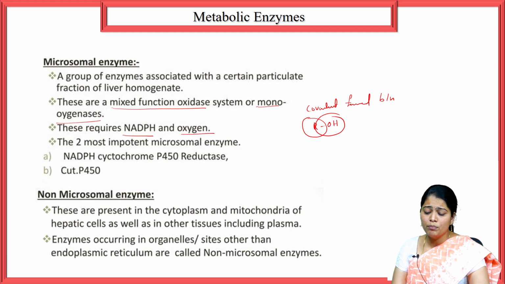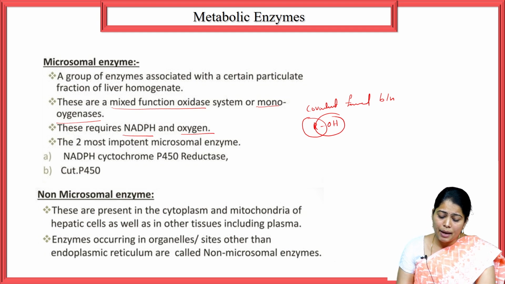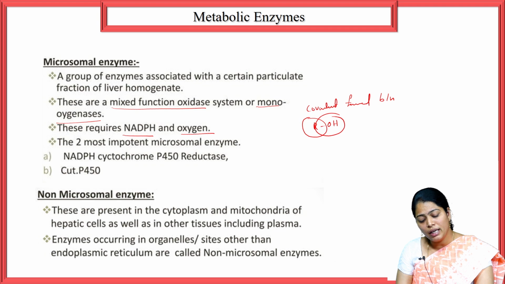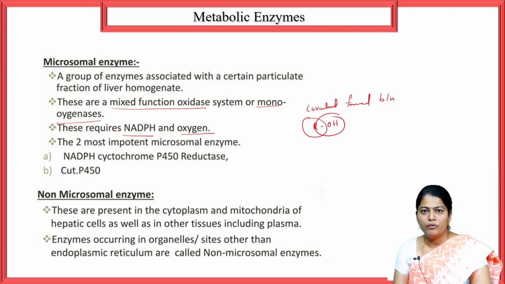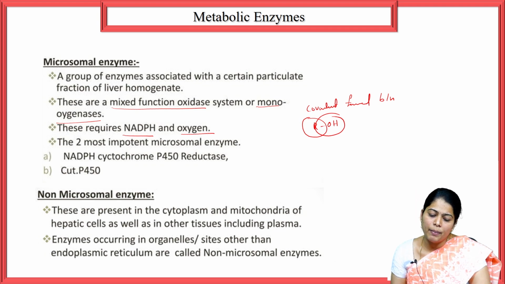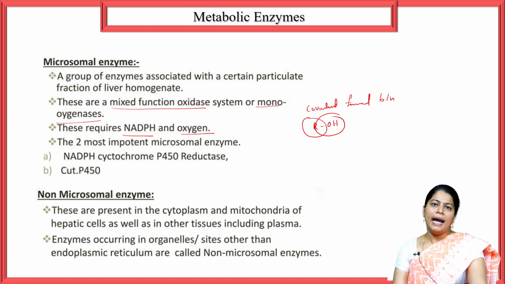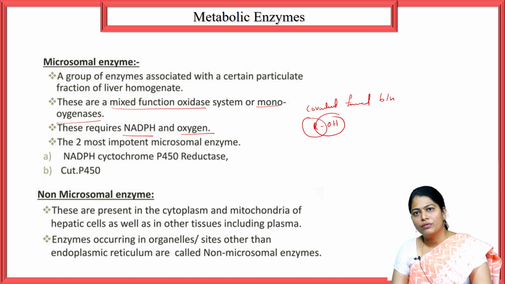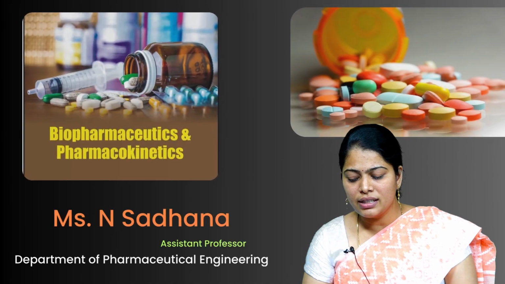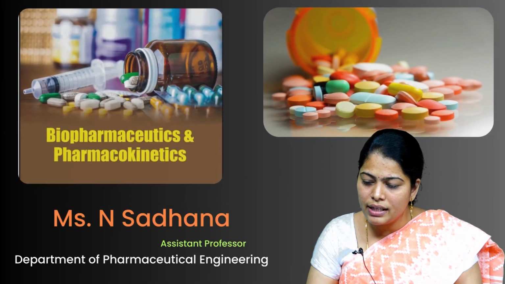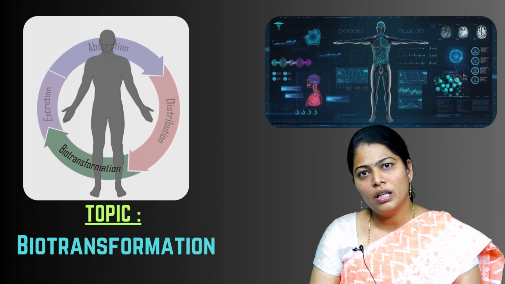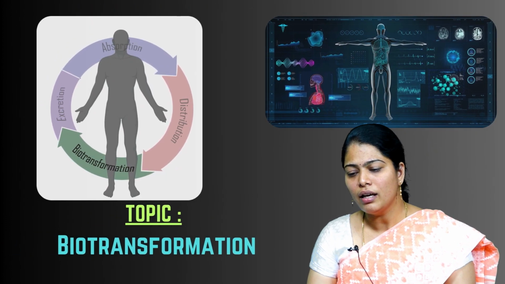The two most important microsomal enzymes are cytochrome P450 and cytochrome P450 reductase. These two enzymes are mainly used in metabolism to add the hydrophilic group to the drug molecule. The non-microsomal enzymes are mainly present in solubilized form, and these are used in phase 2 metabolism to inactivate the drug molecule.